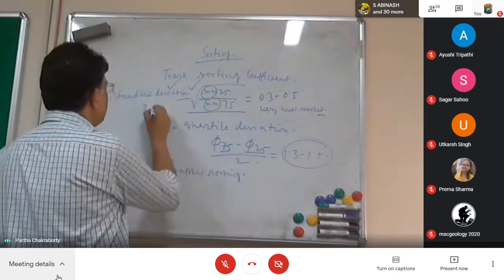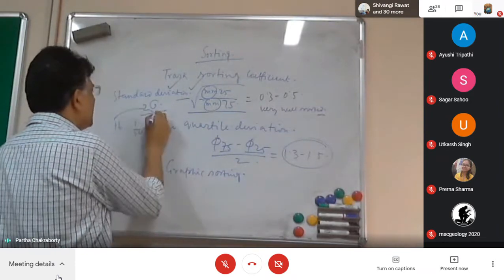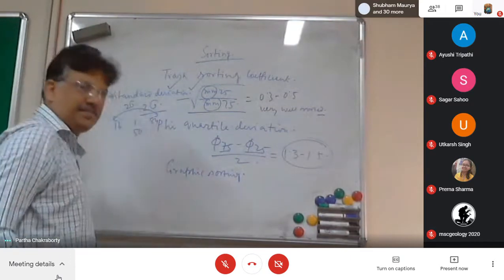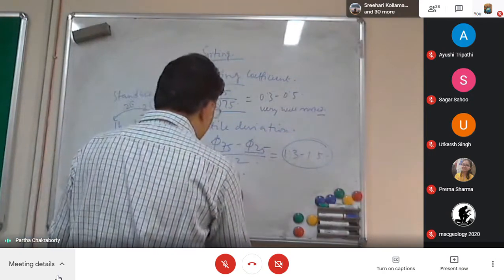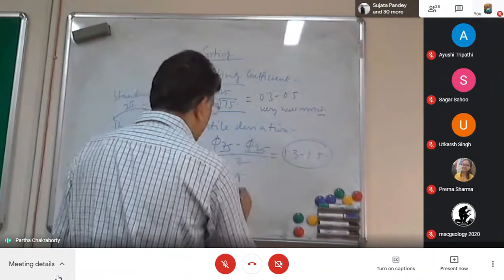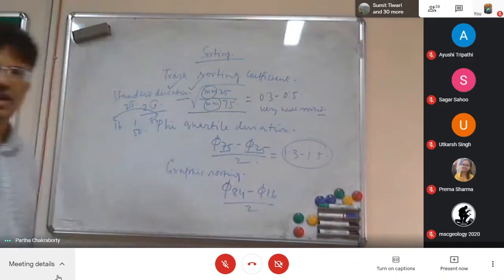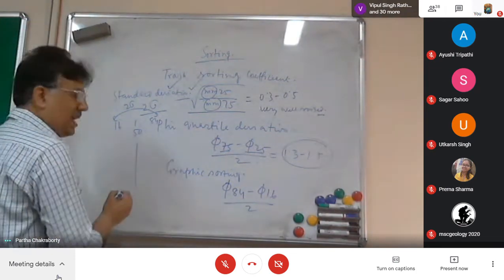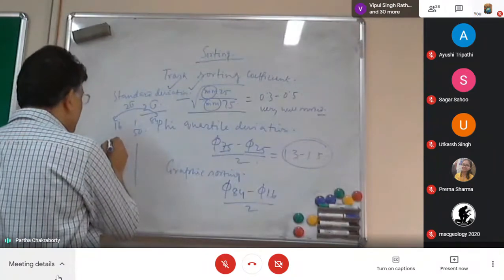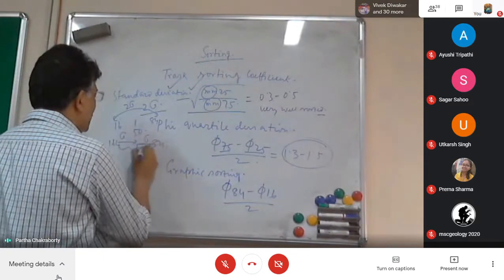That means 2 sigma. If 50 is the middle, then 16 to 84 represents 2 sigma, 2 standard deviations. So for the graphic sorting, they say we will not consider 75 and 25, we will consider phi 84 minus phi 16 by 2. Because 84 and 16 basically represent the 2 sigma. If there is a central tendency, and from the central tendency I have 16 and 84, they represent sigma and sigma, so the total 2 sigma is represented.